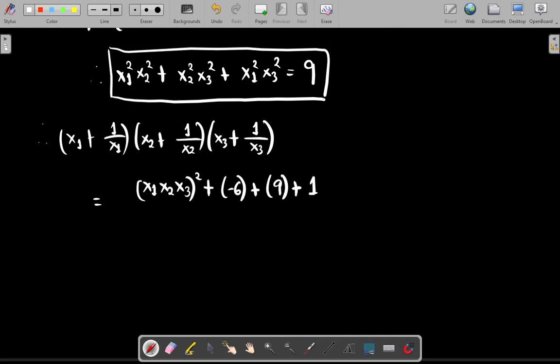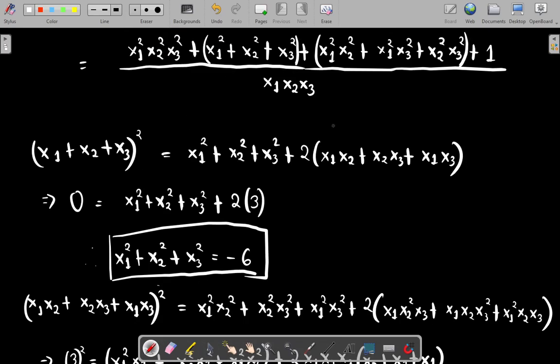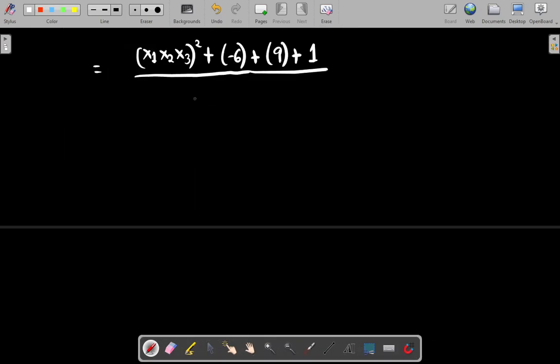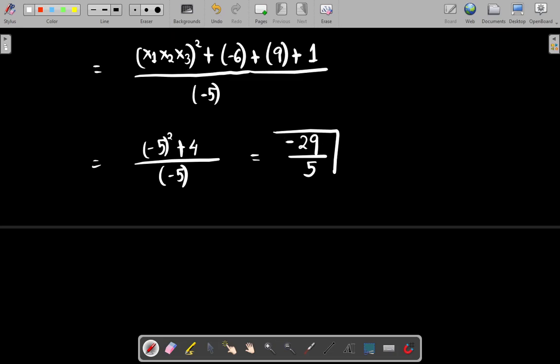Plus 1, and in the denominator x1 x2 x3. Since x1 x2 x3 was equal to minus 5, the denominator is minus 5. The first term is again minus 5 whole square, so this becomes 25, and 9 plus 1 is 10, minus 6 is plus 4, upon minus 5. So 25 plus 4 is 29. This becomes equal to minus 29 upon 5. This is the final required answer of the given product.